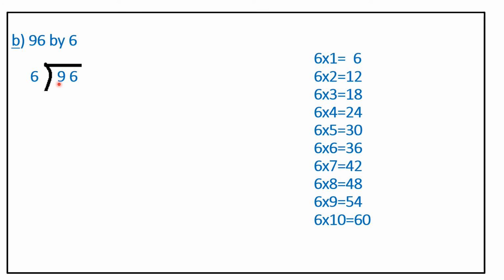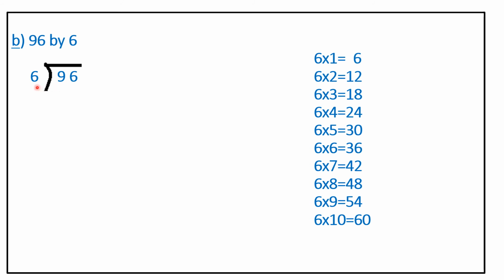9 से छोटा ठीक उसके नजदीक का number. Okay. Now read the table of 6. 6 ones are 6. 6 twos are 12. Can you apply here 12? No, na? Because 12 is more than this 9. So we cannot apply 6 twos are 12.